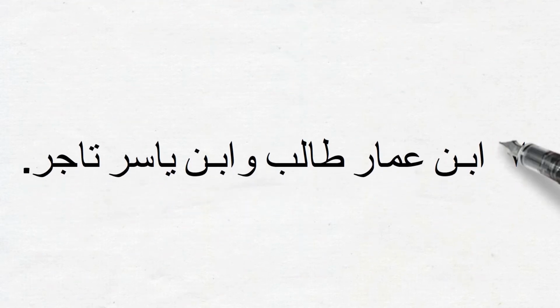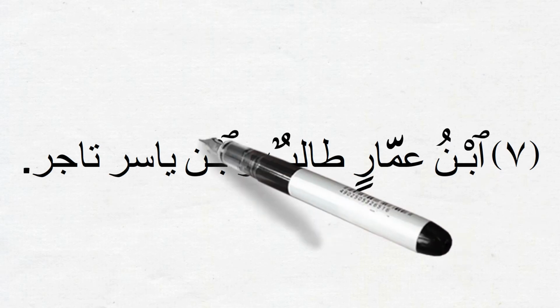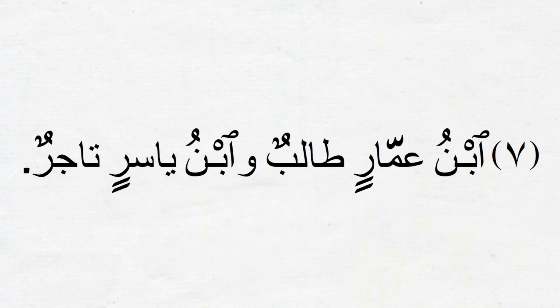Number 7. ابن عمار طالب وابن ياسر تاجر. Here the word al-ibnu is the son. It is coming without al here because it is mudaf. So the translation will be the son of Ammar is a student and the son of Yasir is a trader.